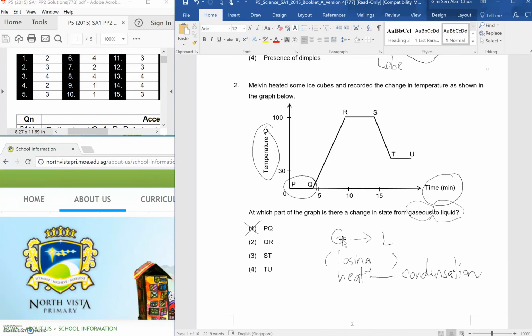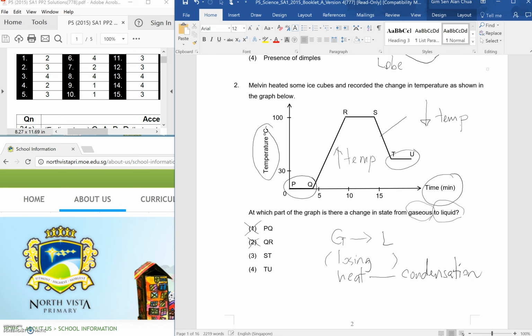What about QR? QR shows an increase in temperature, which means it's gaining heat. So it's nothing to do with heat loss. So that's wrong. Now S and T shows a drop in temperature. So this is obviously heat loss. Yeah, very likely to be our answer. But we move on to TU and confirm.